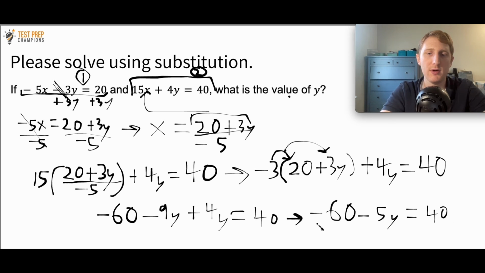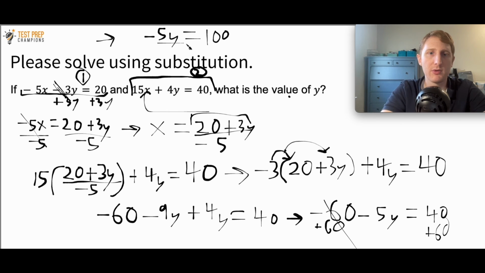Okay, so now let me add 60 to both sides here. I'm running out of room, so I'll rewrite up here. After I add 60 to both sides, the 60s cancel out on the left, and on the right I'm going to get 100. So I'm going to have negative 5y equals 100.